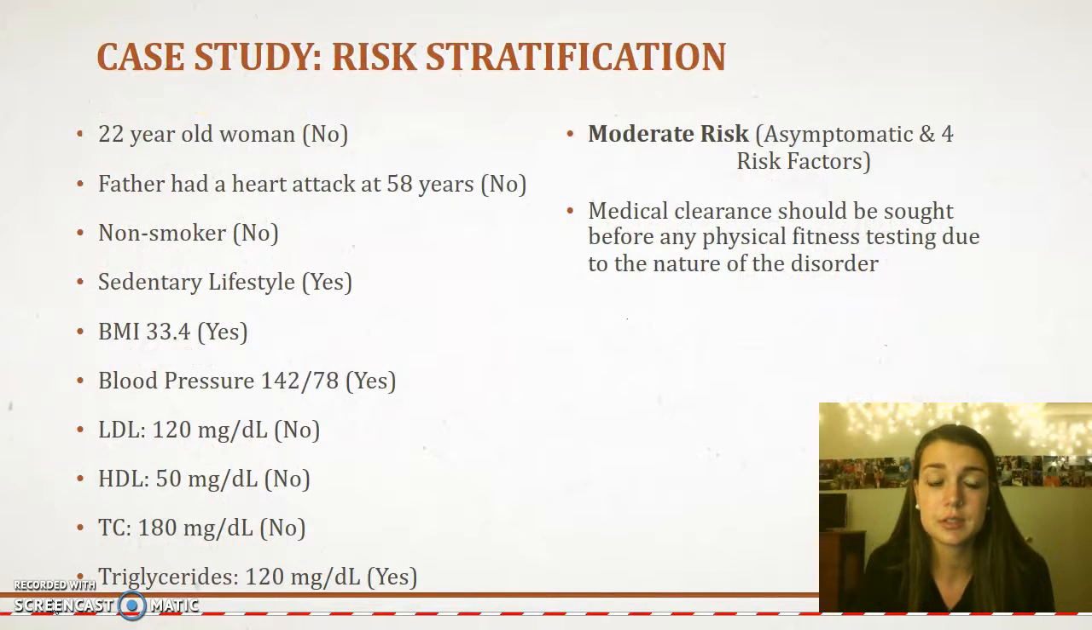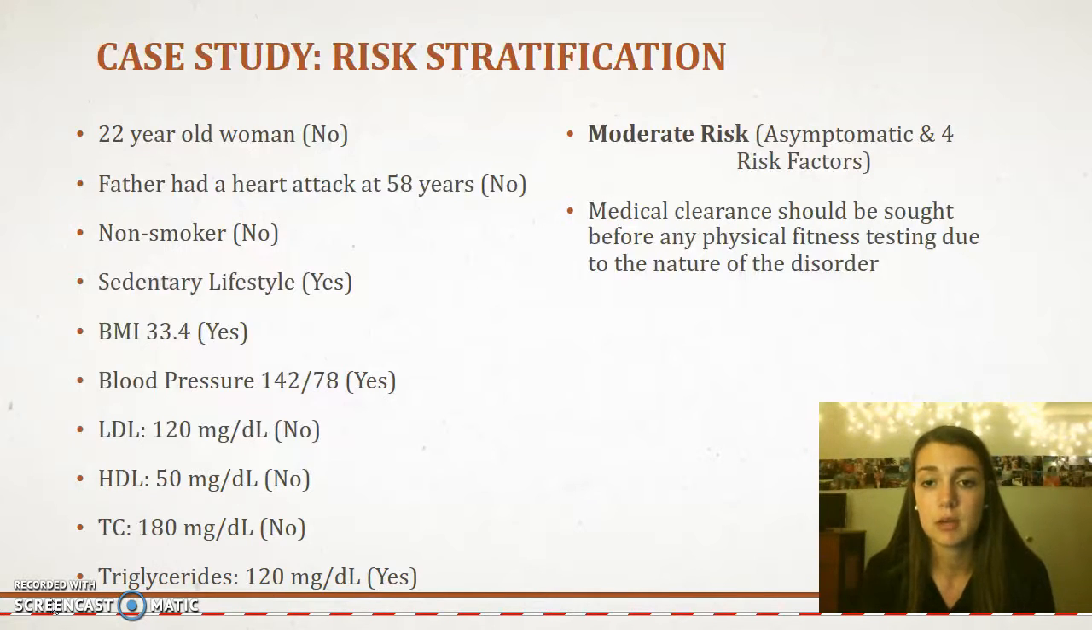So she is 22 years old, and that's not a risk. Her father had a heart attack, but because it's over the age of 55, it's also not a risk. She's a non-smoker, not a risk. She lives a sedentary lifestyle, which is a risk. And her BMI is 33.4, so that's a risk. Her blood pressure is 142/78, but her systolic is higher than 140, so it's a risk. Her LDLs, HDLs, and TCs are not risks. And her triglycerides are over 100, so it is a risk. She is asymptomatic, but she has 4 risk factors, so she's at moderate risk.